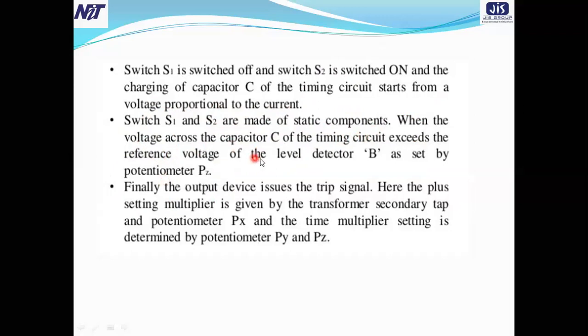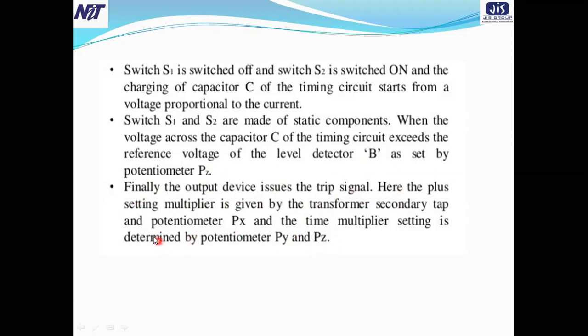When the voltage across the capacitor C of the timing circuit reaches the reference voltage of level detector B, as set by the potentiometer P2, finally the output device issues the trip signal or alarm. For this case, we are representing it with PZ.